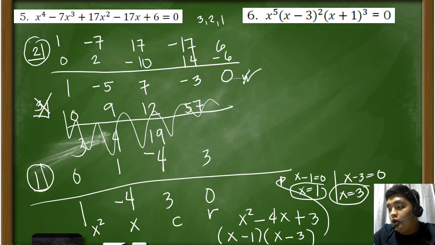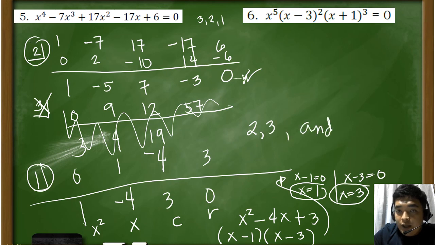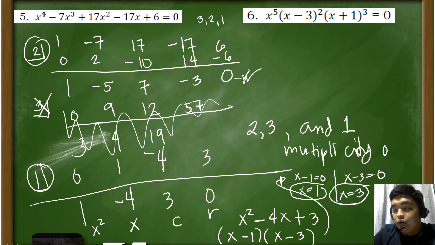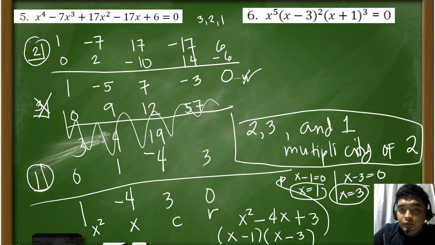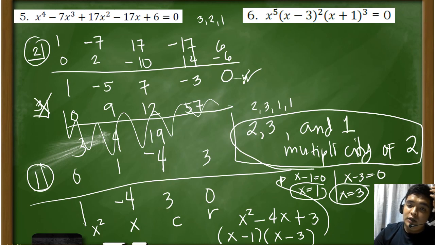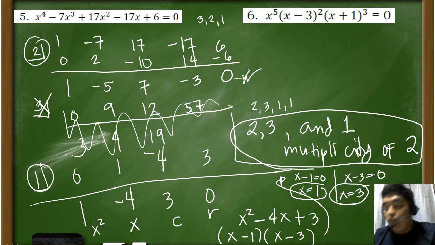Okay? So in writing our roots, the roots are 2, 3, and 1 with multiplicity of 2. Or you can write 2, 3, 1, and 1. That is also acceptable. Or 2, 3, and 1 with multiplicity of 2. Because 1 appeared twice.